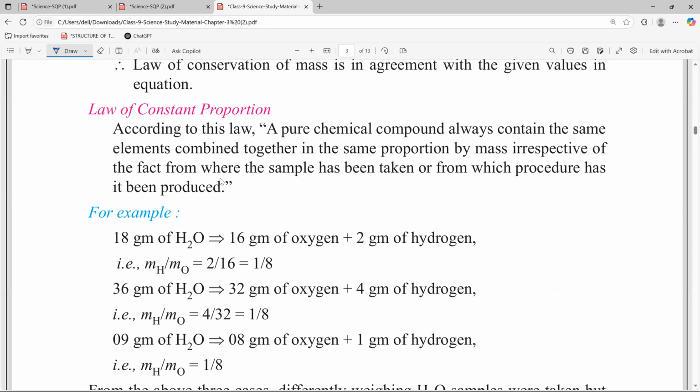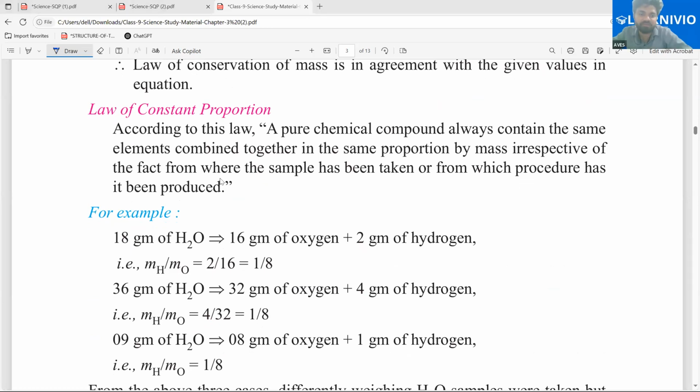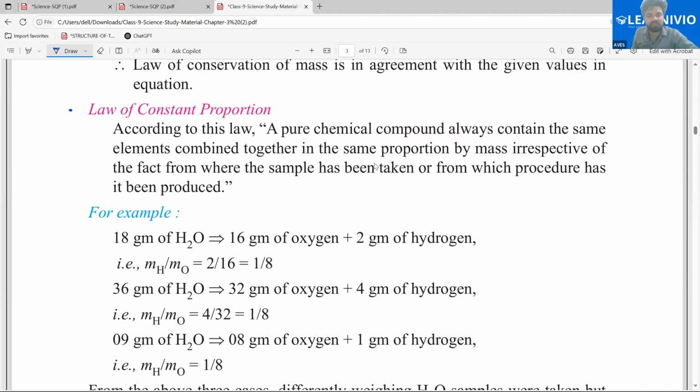The next is the law of constant proportion. What does the law of constant proportion say? The law of constant proportion says that in a chemical compound, elements are chemically combined together in a fixed ratio by mass. A pure chemical compound always contains the same elements combined together in the same proportion by mass, irrespective of where it is taken. But you can write the simplest definition here.